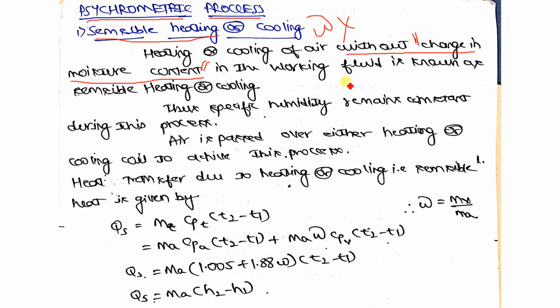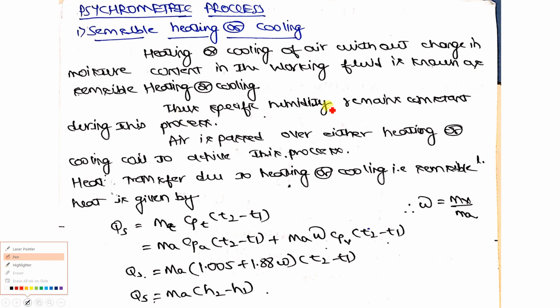Correct? What is omega? Omega is specific humidity. So keeping specific humidity constant, if you are trying to heat or cool the substance, then it is known as a sensible heating or sensible cooling process, guys. Okay, so this is about the sensible heating or cooling process. The specific humidity, as I explained, remains constant during this particular process.